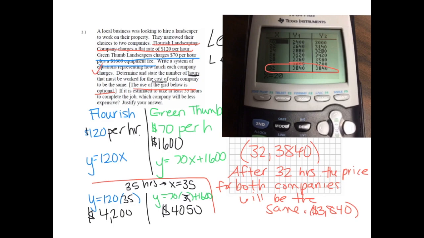So after plugging 35 into both equations, what did we find? For 35 hours, it's going to cost $4,200 at Flourish and $4,050 for Green Thumb. Therefore, the Green Thumb is the way to go. Green Thumb is less expensive, is cheaper. Okay. Yep, and that's it.